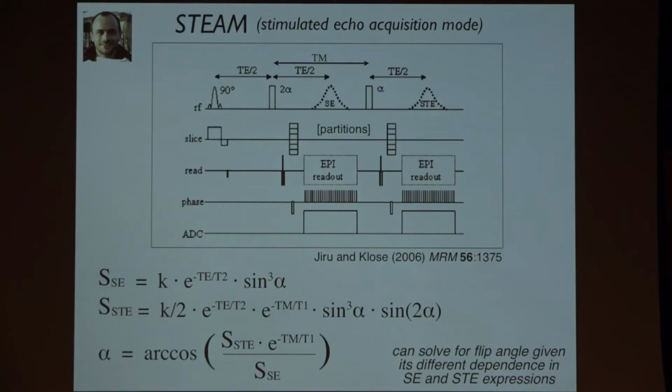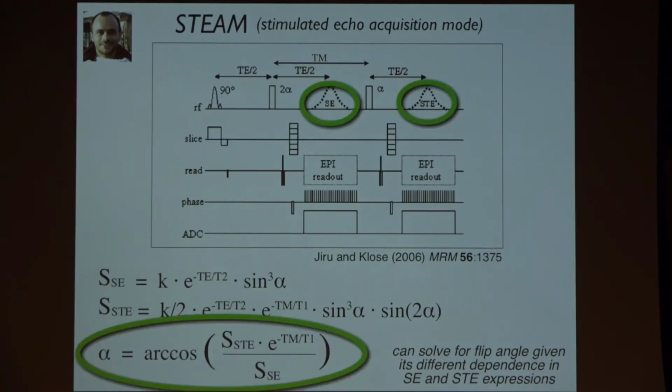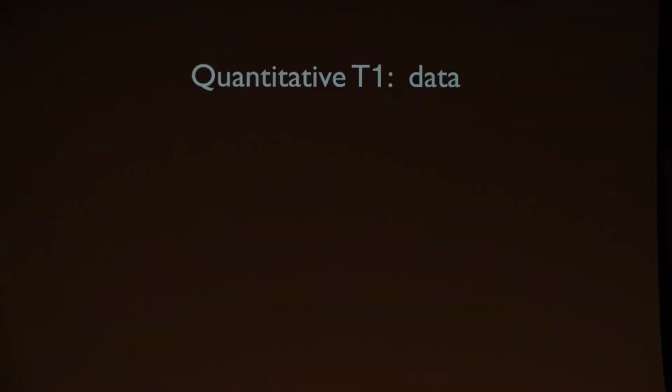And that requires that you know the flip angle. So you do yet another scan. This is a 3D STEAM scan. So it's a spin echo and a stimulated echo, two different kinds of echoes. They have different dependencies, and so given those two signals, you can actually solve for the local flip angle. It takes maybe about a minute or two. It's a relatively low spatial resolution 3D scan.